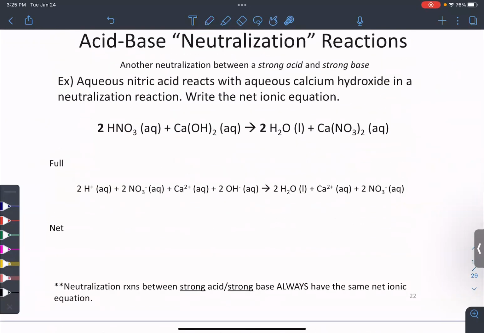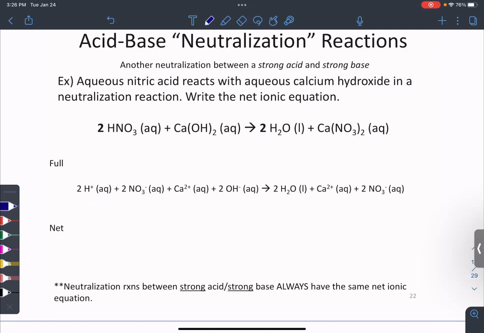So here is a different acid-base neutralization reaction, but it's between nitric acid and calcium hydroxide. So these are just different acids and bases. It's still strong. They're still both strong. But let's go through these to see if we can get the full ionic equation.